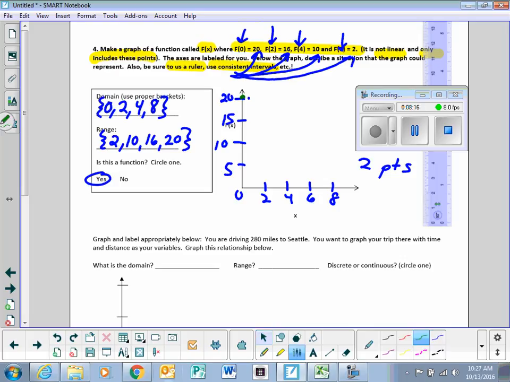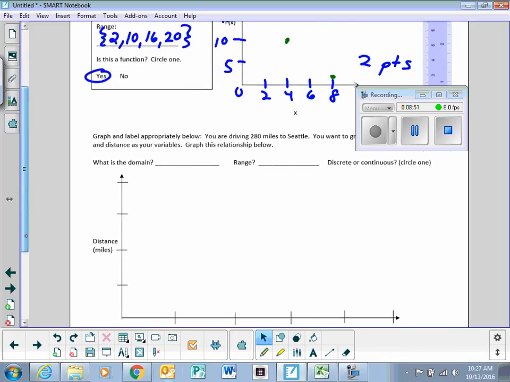So I have 0, 20, I have 2, 16, I have 4, 10, and I have 8, 2. Sorry about that. Does it say to connect them? Is it a continuous function? No, nothing about this says connect them. It actually says it only includes these points and don't connect them. It's not linear. So you lost points if you did that. All right? And finally, graph and label below.